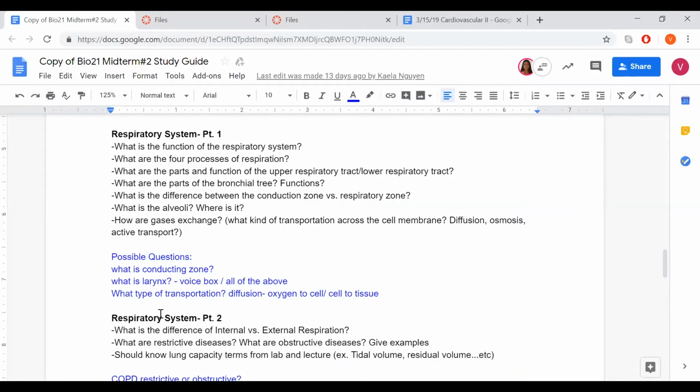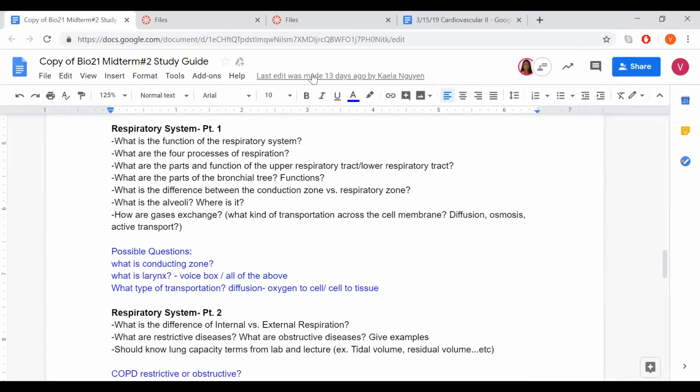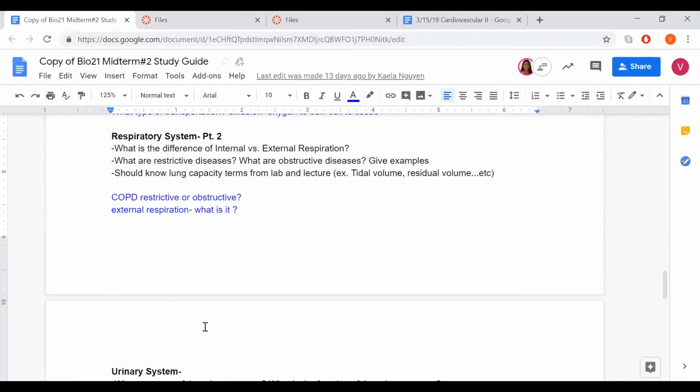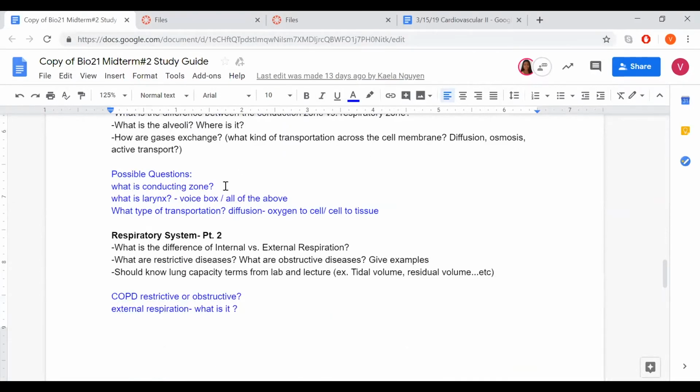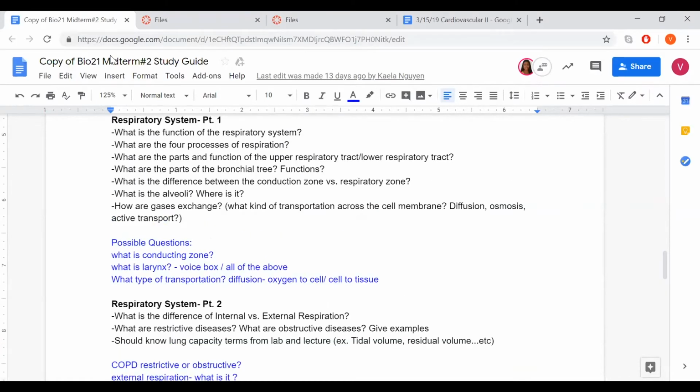Okay. So if you have any last minute questions for the respiratory system, we went through the first part kind of fast, so let me know if you don't understand it. But do you want to do possible questions?